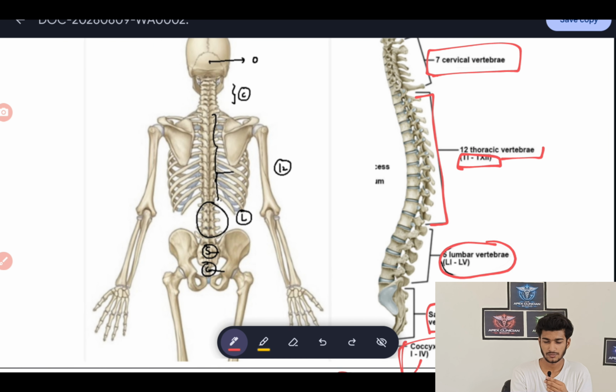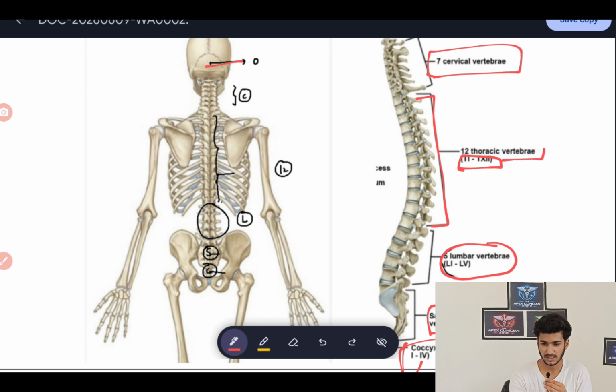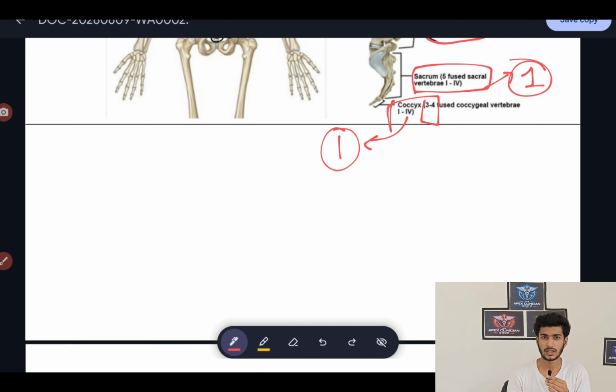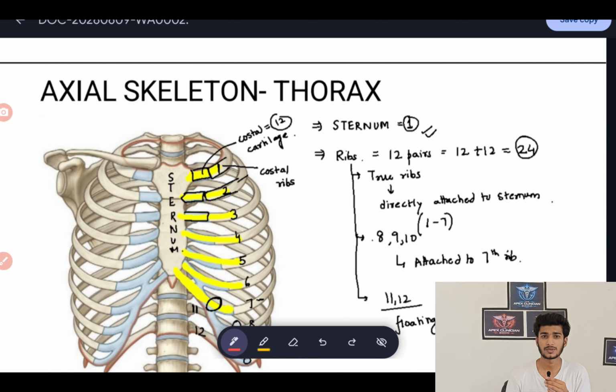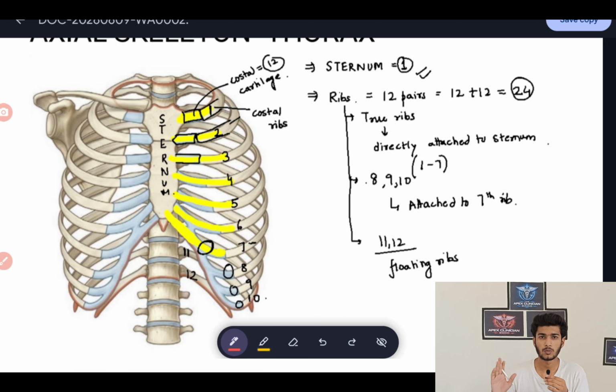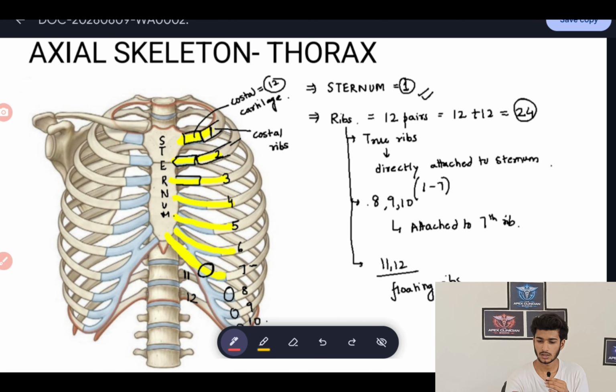Now, we are going to appreciate the axial skeleton of the thorax region. In the thorax region, we all know that we have 12 pairs of ribs, which are 24 bones in real. So the ribs are 12 in pairs, meaning 12 on each side, which are 24 bones. The ribs are classified into two types: first is the true ribs, and second is the false ribs.